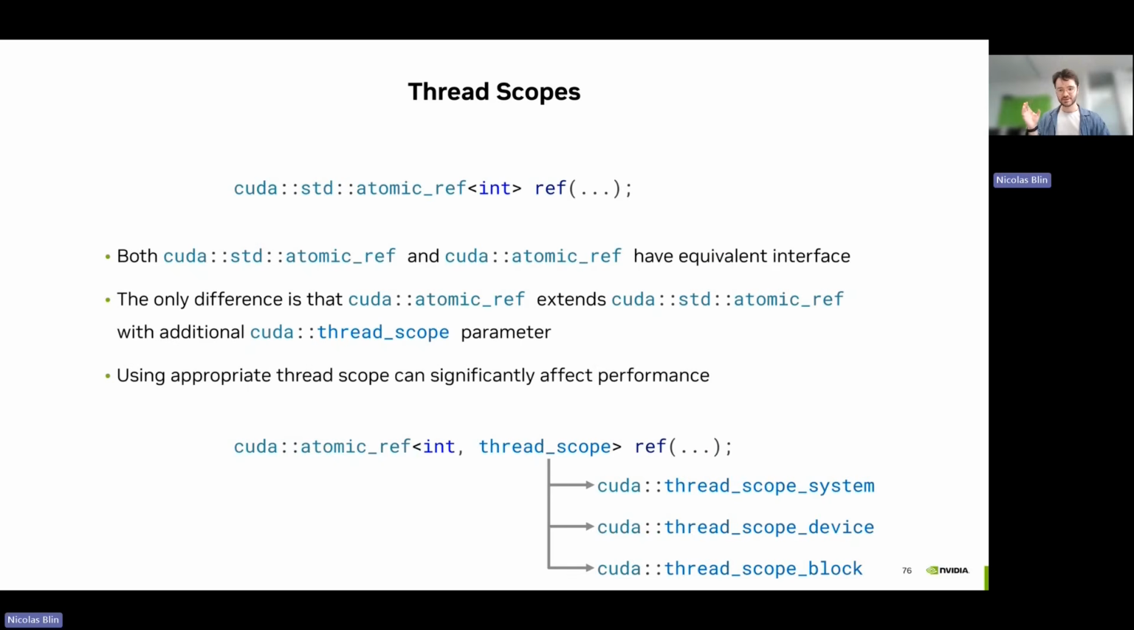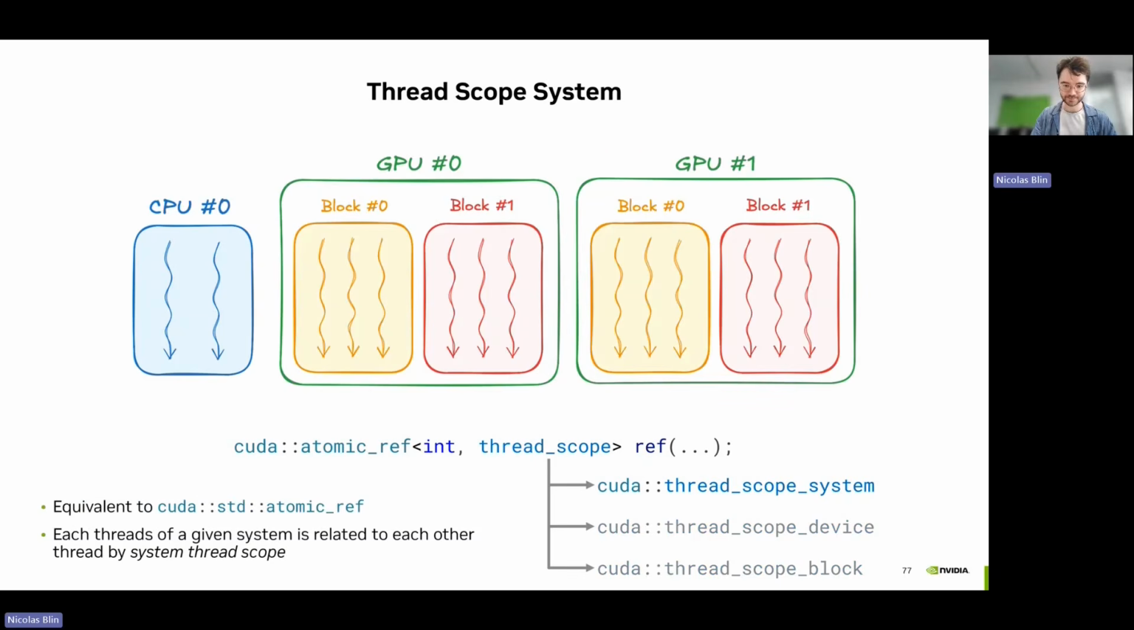cuda::std::atomic_ref and cuda::atomic_ref provide essentially the same interface. However, cuda::atomic_ref extends cuda::std::atomic_ref by adding a thread scope template parameter. Choosing the right thread scope can significantly impact performance. So let's try and understand better what thread scope is.